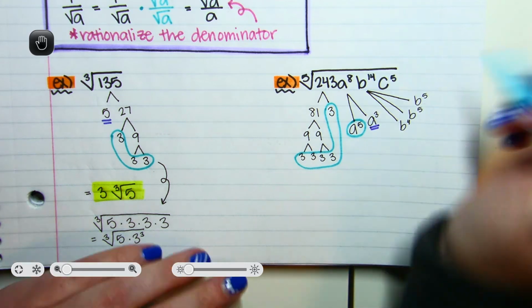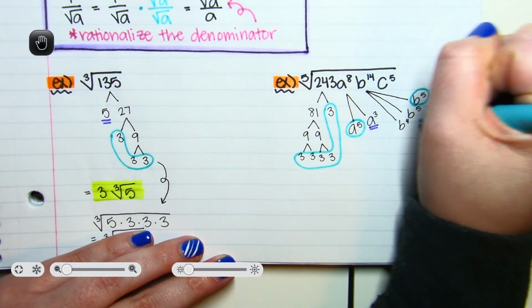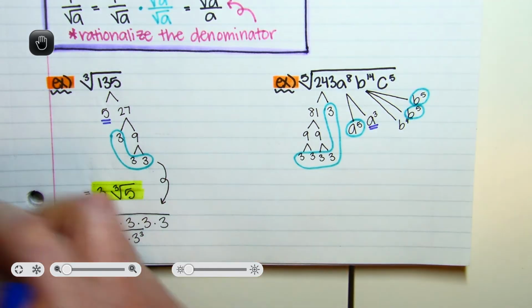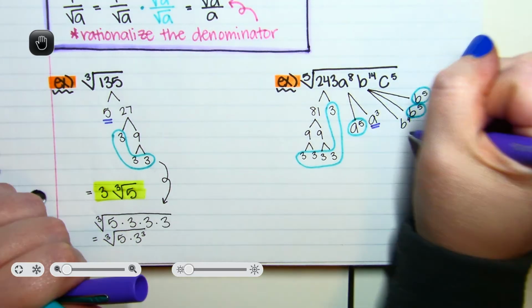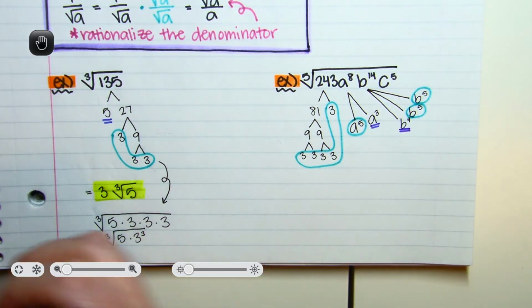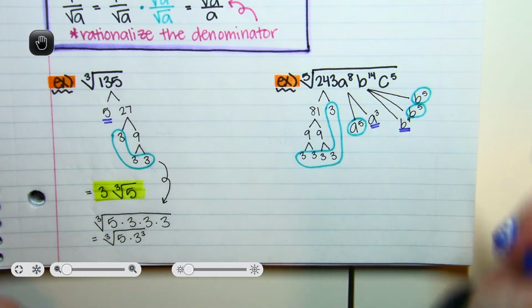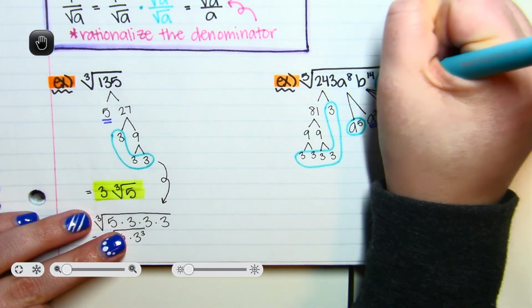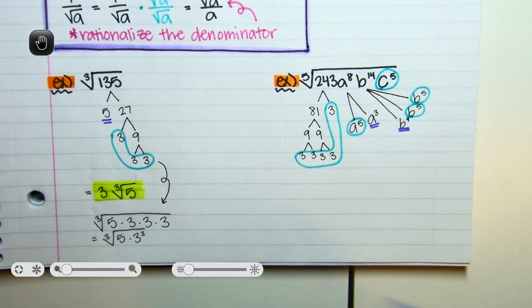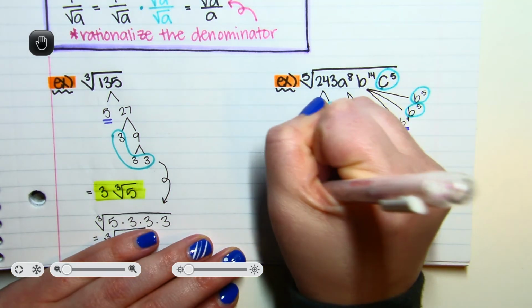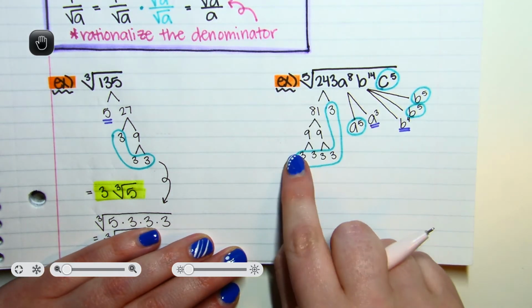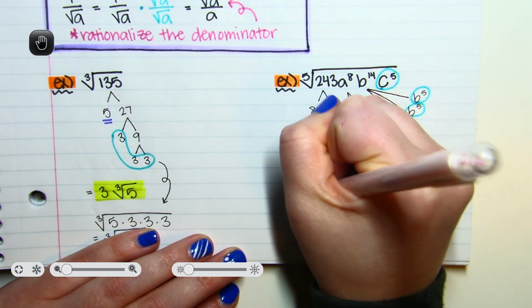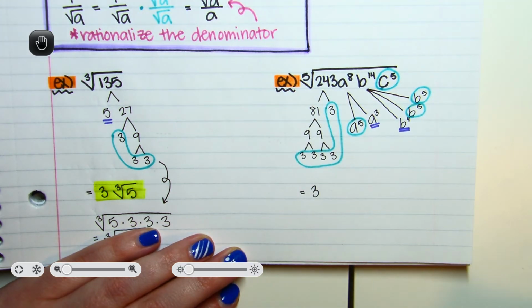So for the B's, I have 5 of them. I have 5 of them again. And then I have these 4 that are left over. And lastly, for the C's, I just have 5 already, which is great. I don't have to do anything. All right, so writing my answer. My constants, I circled the 3's, so a 3 comes out, and there were none left over.